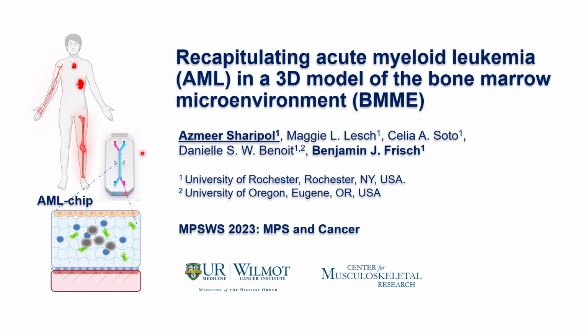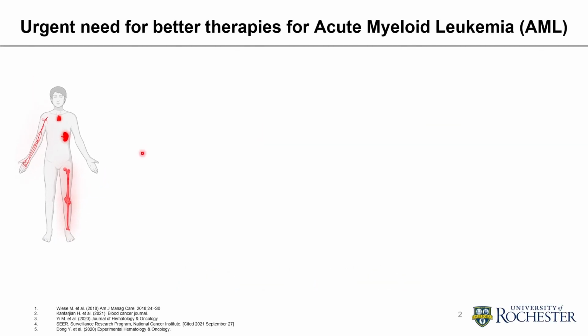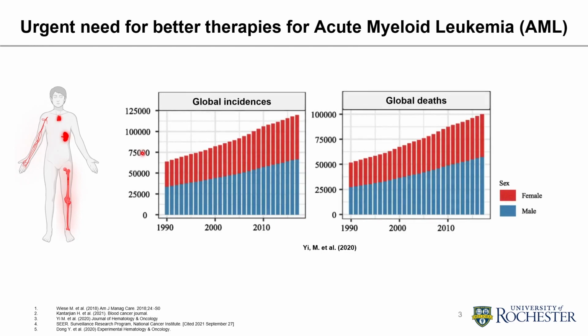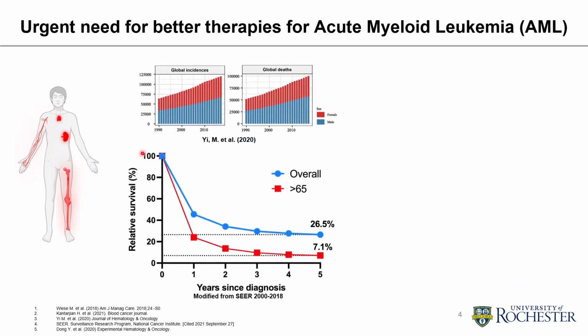So I'm a third-year PhD student at the University of Rochester, and today I'll be talking about recapitulating phenotypes of acute myeloid leukemia (AML) in a 3D model of the bone marrow microenvironment, the BMME. Acute myeloid leukemia is a malignant blood cancer that takes place in the bone marrow. And right now, there is an alarming rate of incidence and death rates for AML globally. And patients who have AML have a very poor 5-year survival rate of less than 30%.